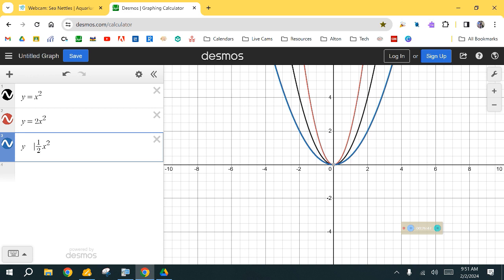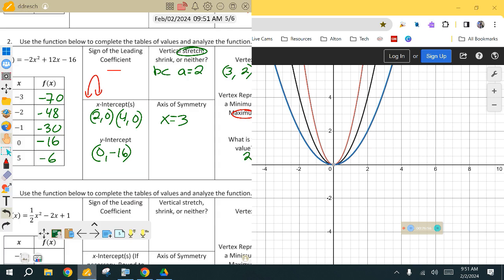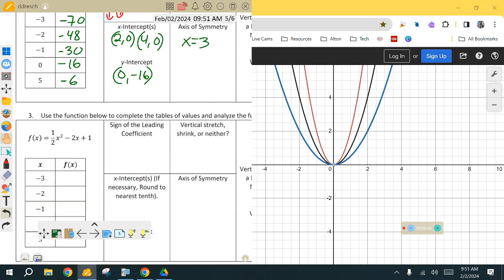We tend to go more with the word compression now. When I think of compression, I think of CPR. We do chest compressions. So what the 1/2 did was make it what we call a shrink or a compression. We're going to use those words interchangeably because A was 1/2.